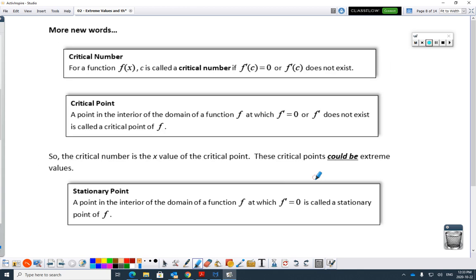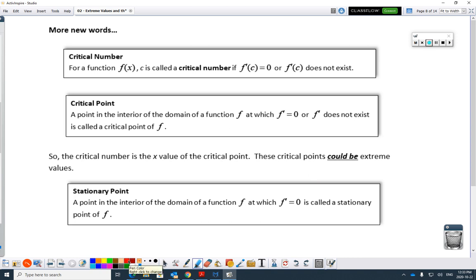Some new words, so I got to be careful here. Don't teach this too fast. Last thing before examples. Critical number. For a function, c is called a critical number if the derivative is 0 or if the derivative does not exist. So these are important numbers.